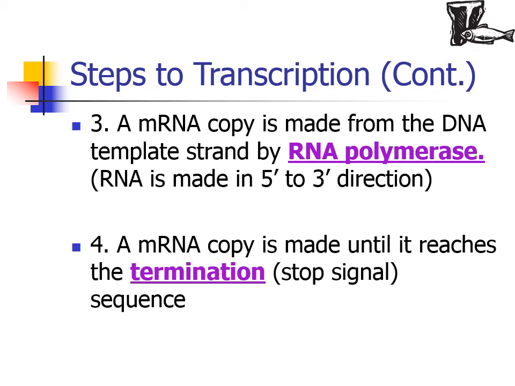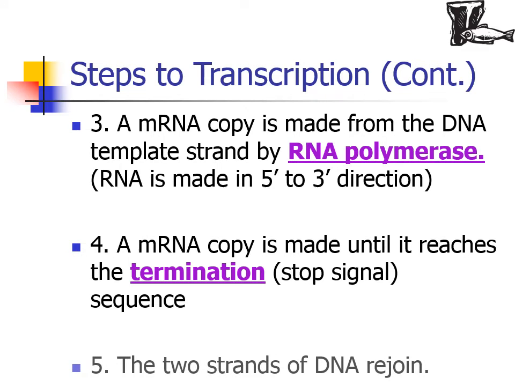The mRNA copy is made until the RNA polymerase reaches the termination or the stop sequence. At that point, the RNA will release itself, and the messenger RNA is complete and ready to move to the cytoplasm. And then finally, the two strands of DNA then rejoin.